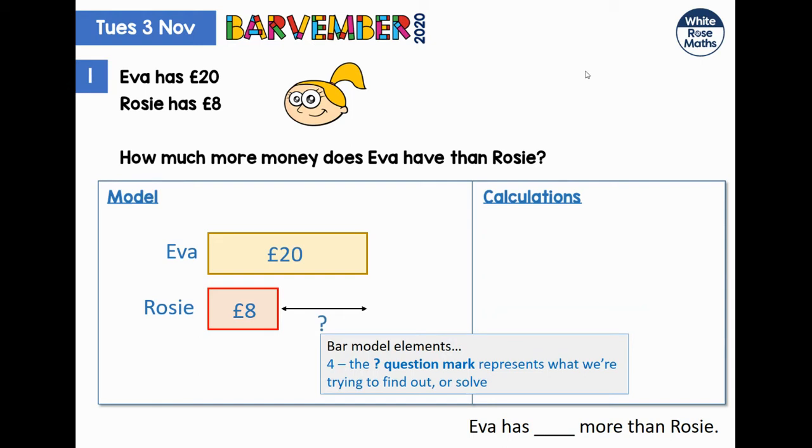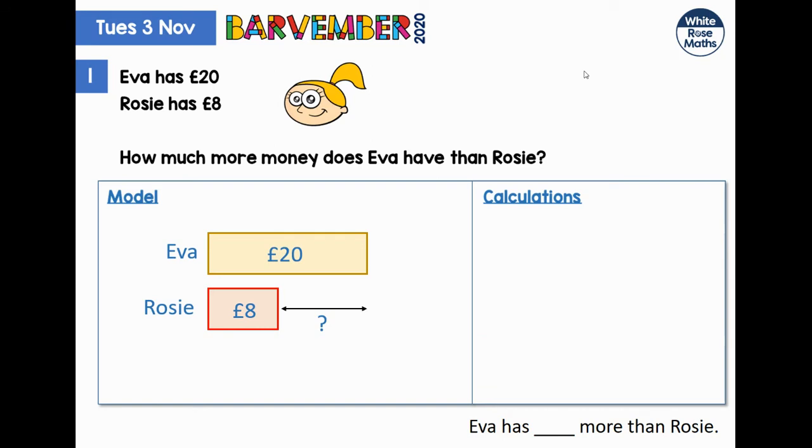And the really important element of any bar modelling picture is the question mark, which shows what it is that we're trying to find out or solve. And in this instance, it is the length of this double-headed arrow. So how much more does Eva have than Rosie? And from the picture, we can see that this is a straightforward subtraction question. And you can follow the working through there yourselves.